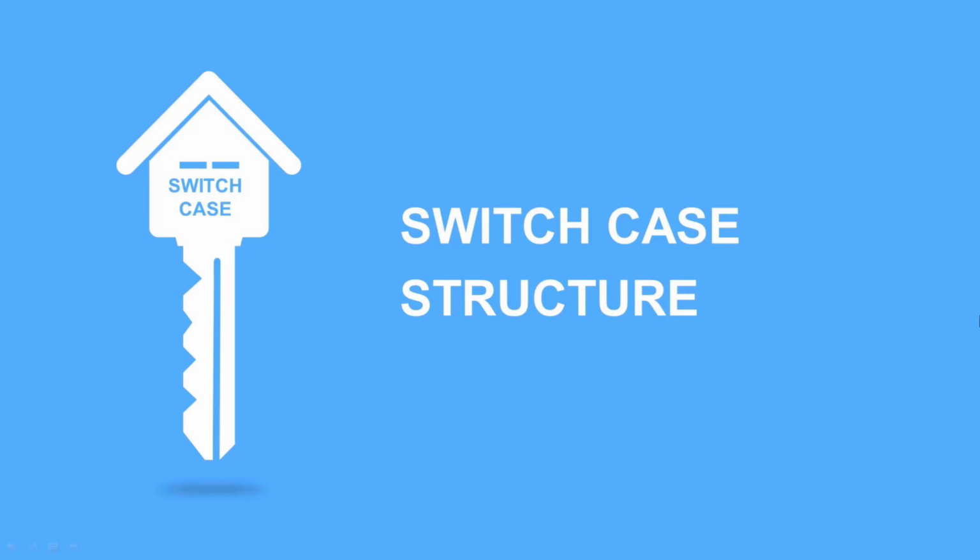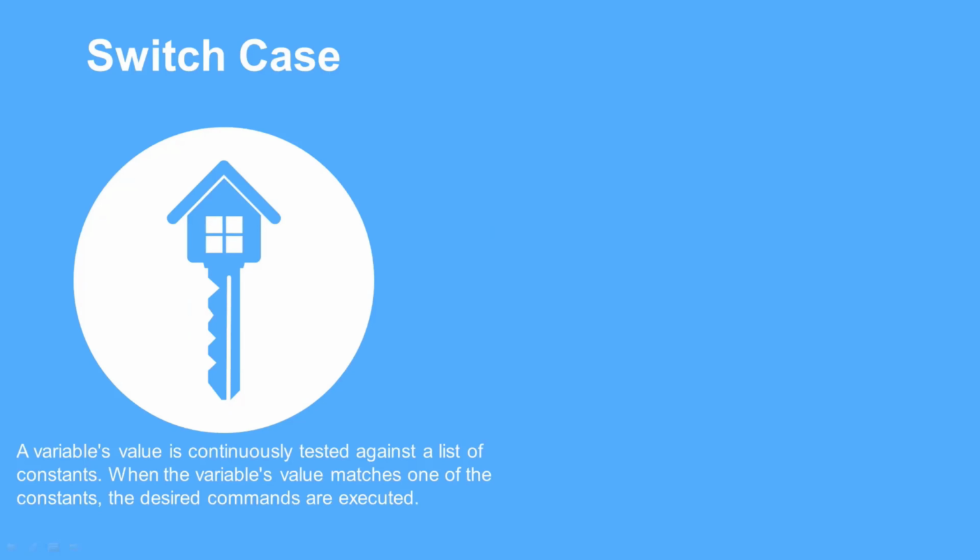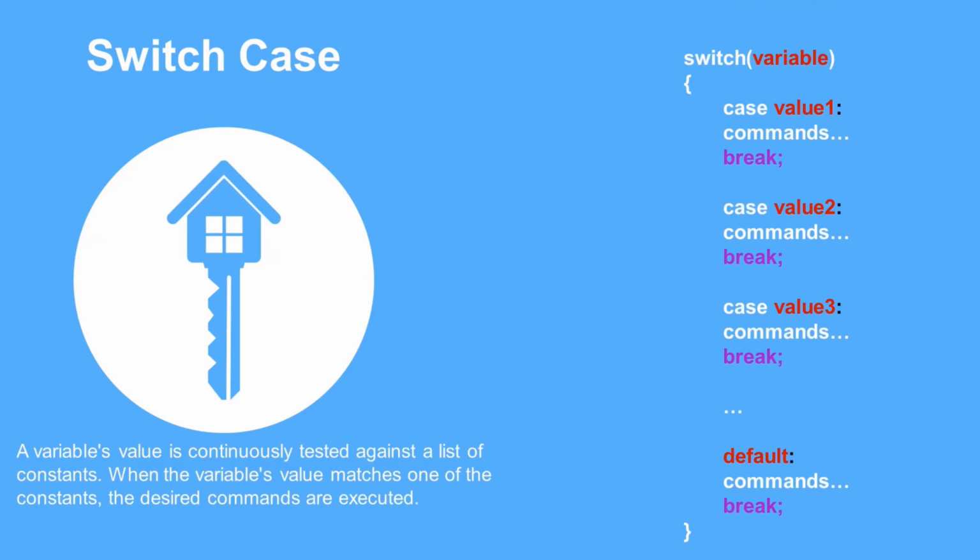The switch case structure is used for decision making, and it's one of the most useful tools for controlling flow in a program based on specific conditions. A variable's value is continuously tested against a list of predefined cases. When the variable's value matches one of these predefined cases, the corresponding commands are executed. Now, let's analyze the switch case structure in detail.